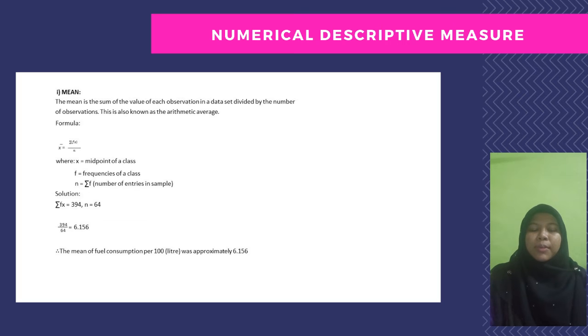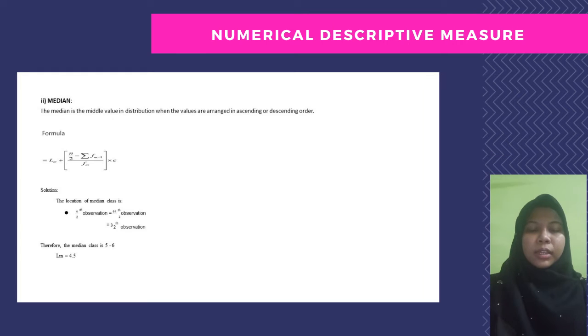So where x is the midpoint of the class, f is the frequency of the class, and n is the number of observations in the sample. So the solution is 394 divided by 84. The answer is 6.154. So the mean of the fuel consumptions per 100 is 6.156. For the median, it is the middle value in a distribution when the values are arranged in ascending or descending order.